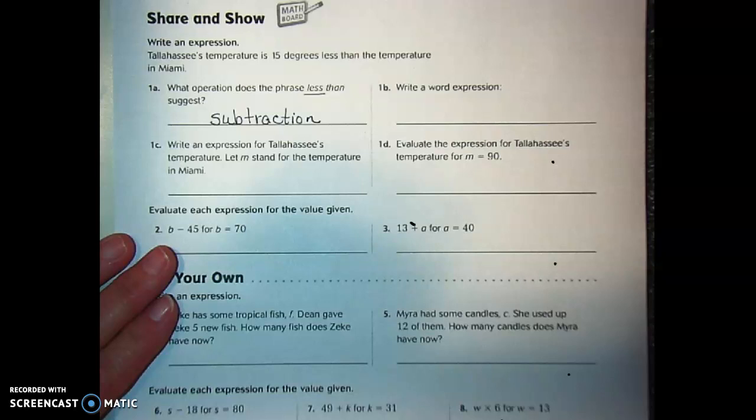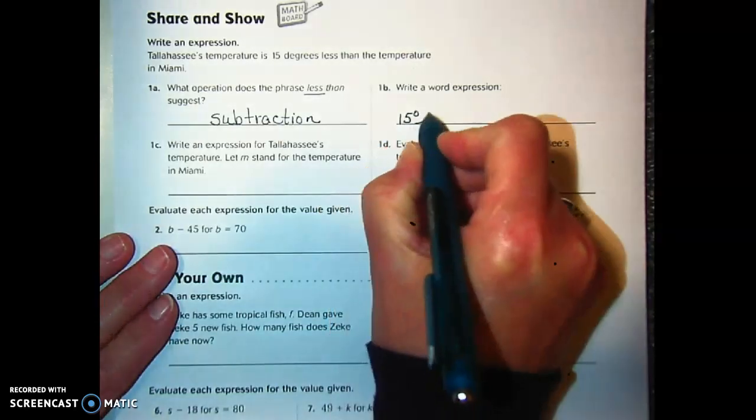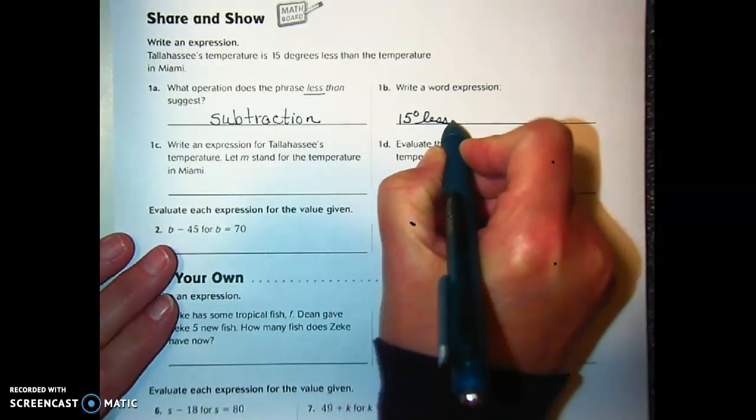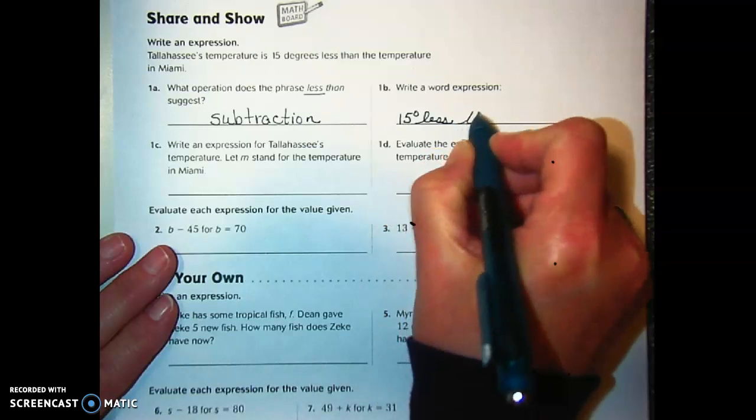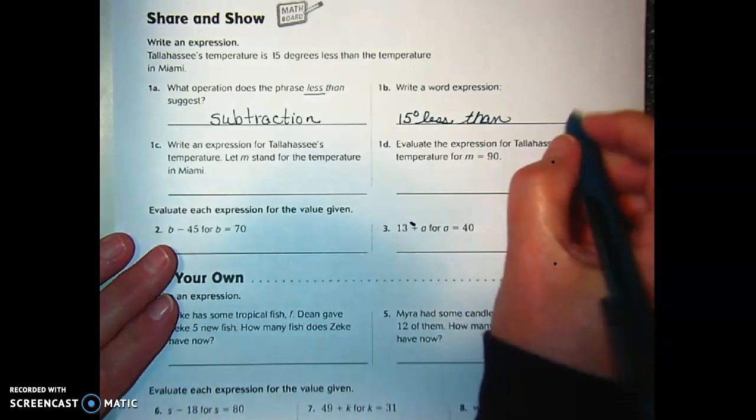Write a word expression. Go ahead and stop your recording and try that. Okay, hopefully you wrote an answer. It says write a word expression. Well, it says Tallahassee's temperature is 15 degrees less than the temperature in Miami. So in words, that might look like 15 degrees less than the Miami temperature.